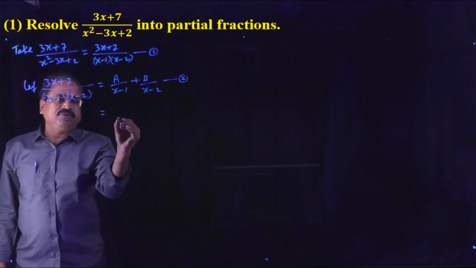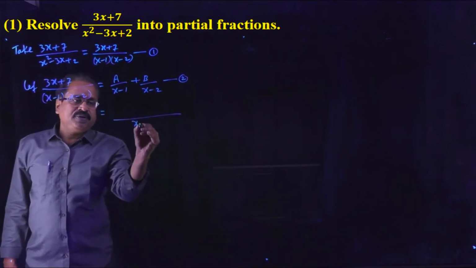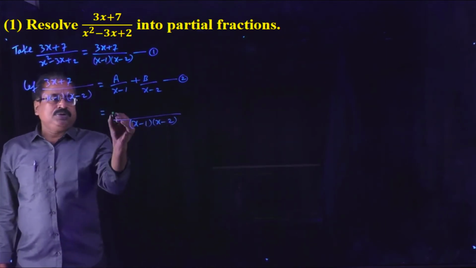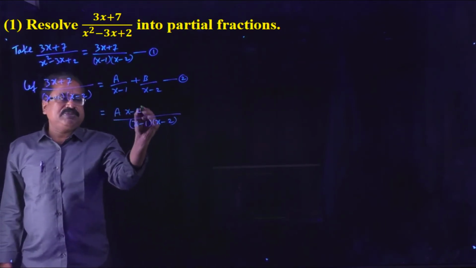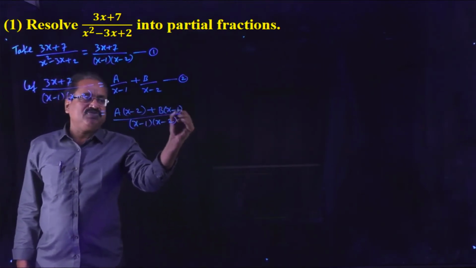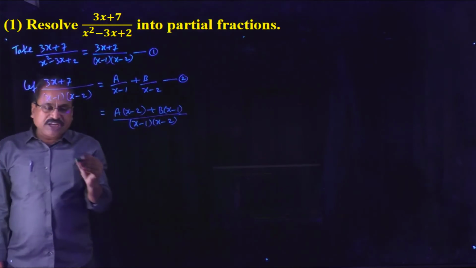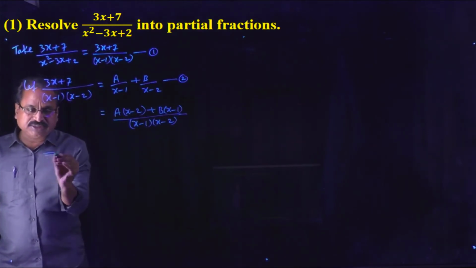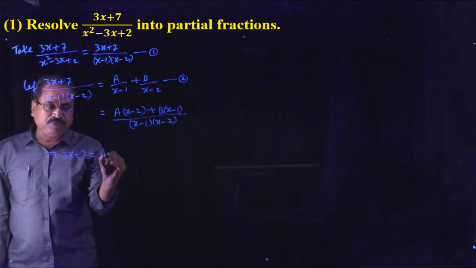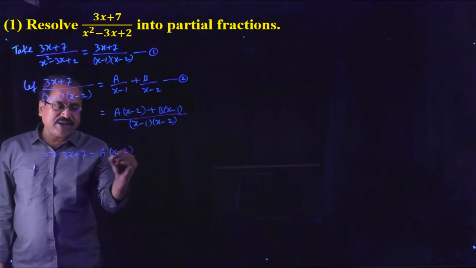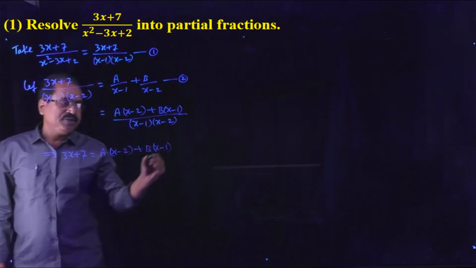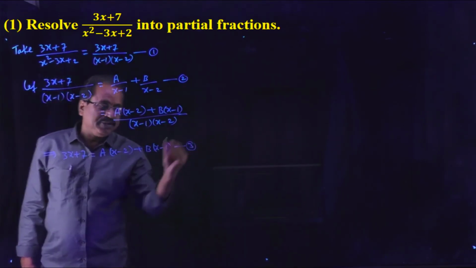That is equal to, here LCM is x minus 1 into x minus 2. So, A into x minus 2 plus B into x minus 1. Now, equating numerators on both sides. 3x plus 7 is equal to A into x minus 2 plus B into x minus 1. This is equation number 3.